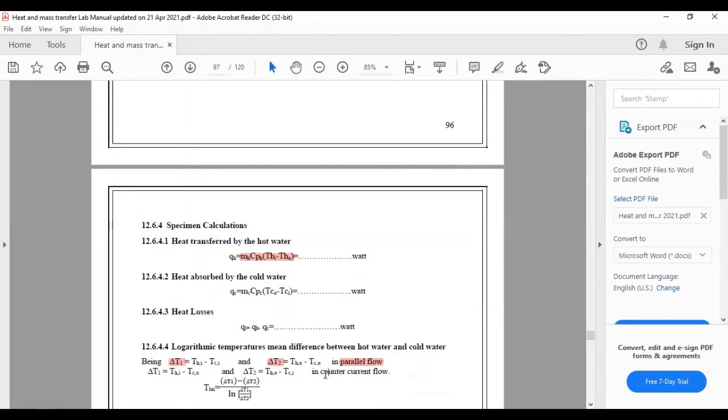But if you use counter current flow, then delta T1 is THI minus TCO, hot water inlet and cold water outlet. And similarly, delta T2 is TH naught minus TCI, that is hot water outlet and cold water inlet. So now we have the values of delta T1 and delta T2. We will use these values in this formula, and then divide by log of delta T1 over delta T2, and that will be our LMTD, the logarithmic mean temperature difference.